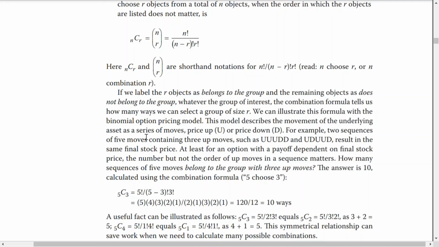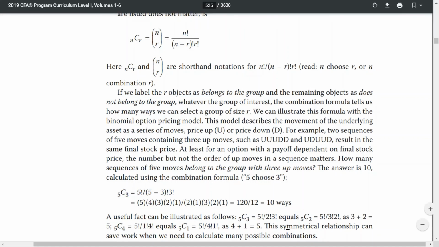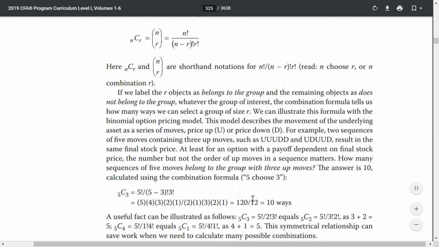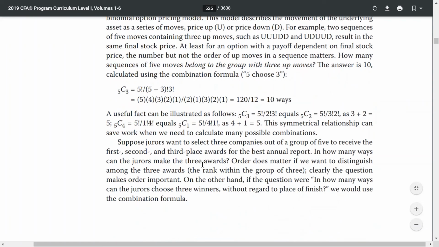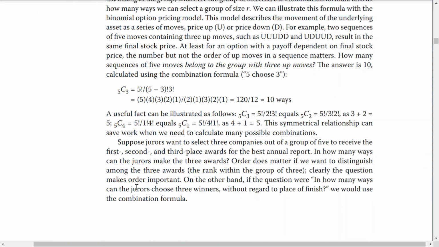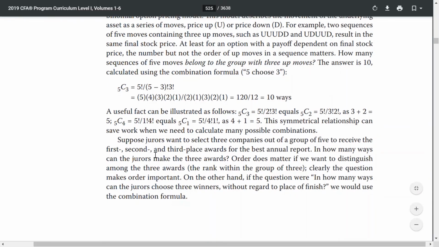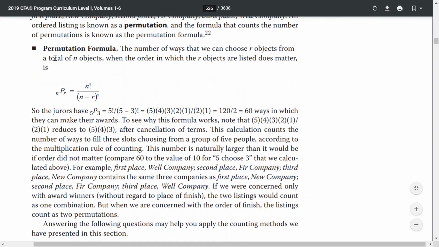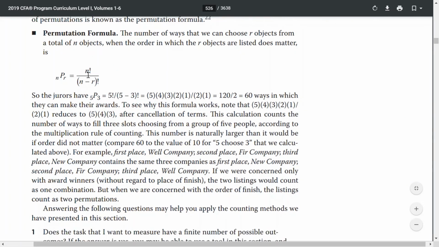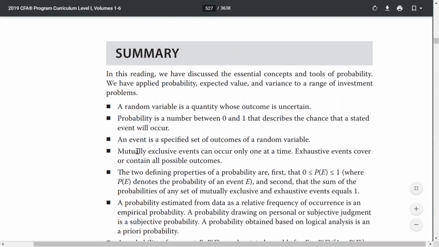The model describes the movement of an underlying asset as a series of movements, price up U or price down D, for example. 2 sequences of 5 movements containing 3 up moves, such as UUUDD or UDUUD, result in the same final stock price, at least for an option with a payoff dependent on the final stock price. The order of the moves does not matter. How many sequences of the 5 moves belong to the group with 3 up moves?